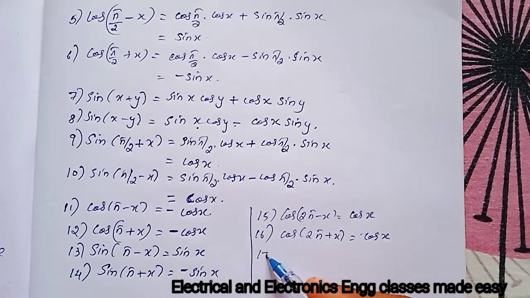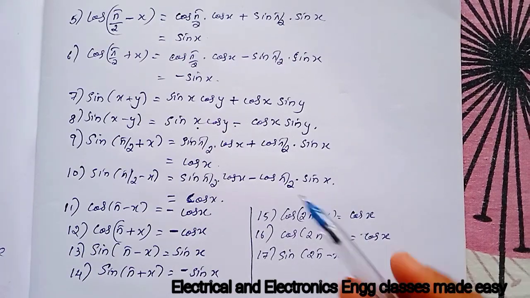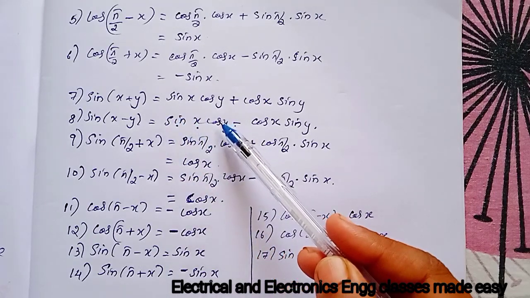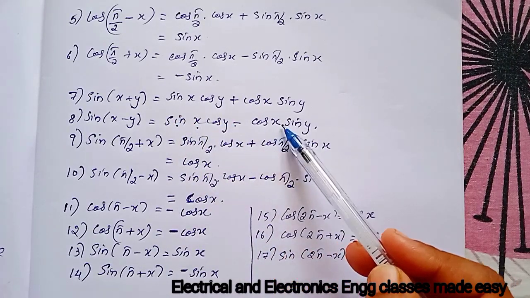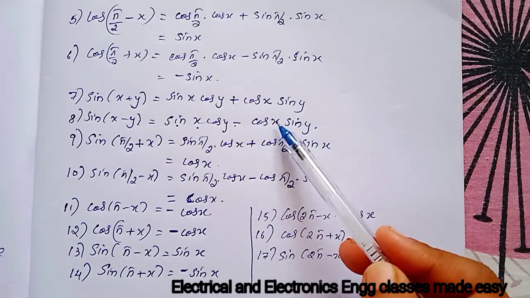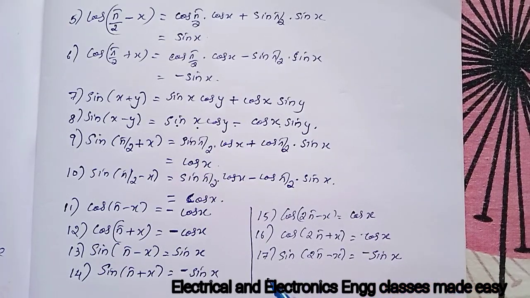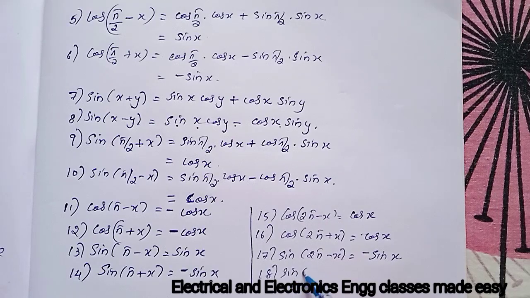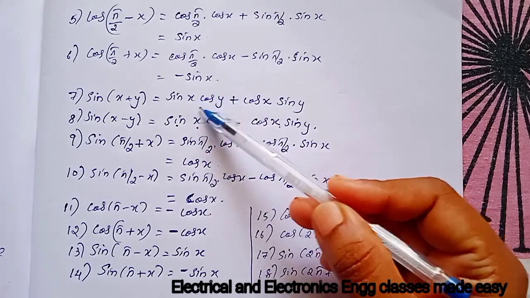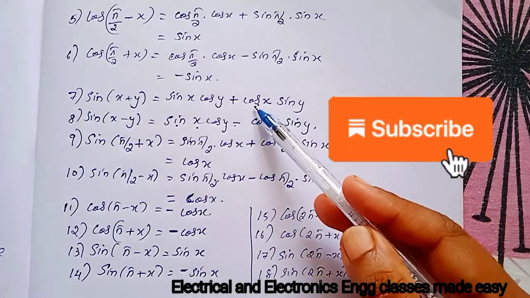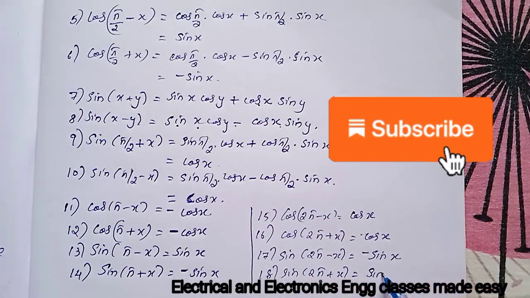Then next is sin 2 pi minus x. So in sin 2 pi minus x, the sin 2 pi cos x term will be 0 and here it is cos 2 pi sin x. So cos 2 pi is 1. So we will get minus sin x. Then next is sin 2 pi plus x. So in sin 2 pi plus x, this term will be 0 and here it is cos 2 pi into sin x. So cos 2 pi is 1. So we will get sin x.